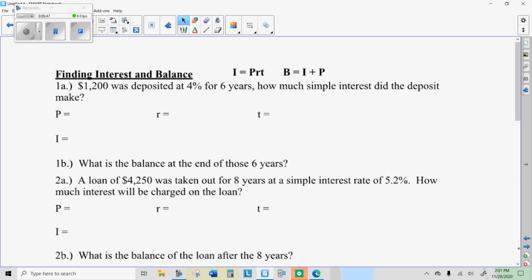All right. So let's try a couple problems here. I'm going to let you do this. Start by writing down everything that you know. Principal is how much you're starting with in your account. Rate, always write that as a decimal, so we're going to do 4 divided by 100 again, which is 0.04. And then our time is 6. And so to calculate that, you just multiply those 3.